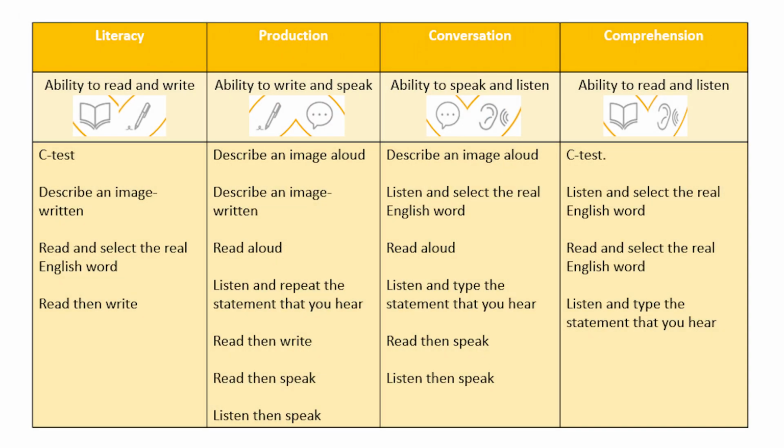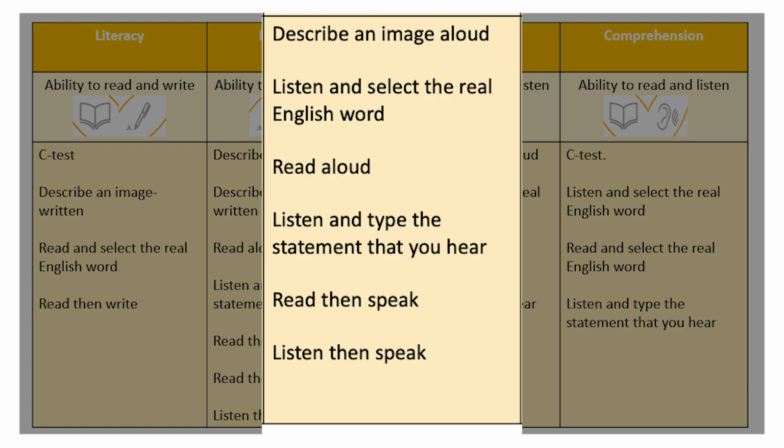The third subscore we're going to go over is conversation. And you can think about when you talk to someone, what skills are used. Your ability to speak so that the other person understands you, and your ability to listen and understand what is being said to you. To test this, we have the questions describe an image aloud. This is showing that you can look at something and describe back what you see. Listen and select the real English word. This tests your audible vocabulary. Can you read aloud clearly?